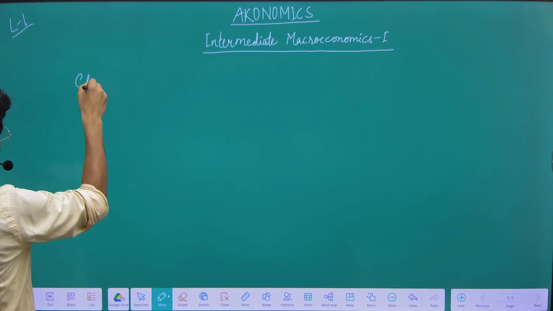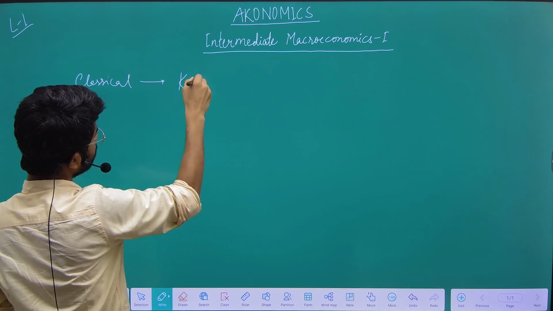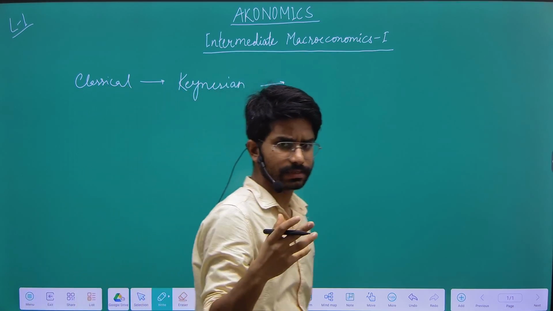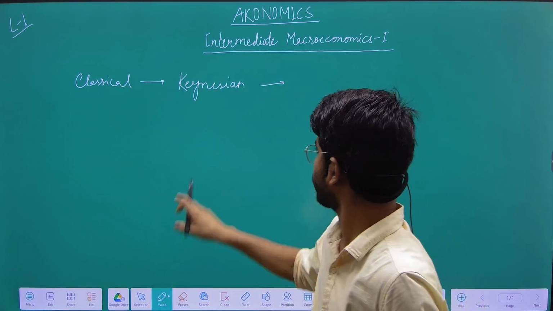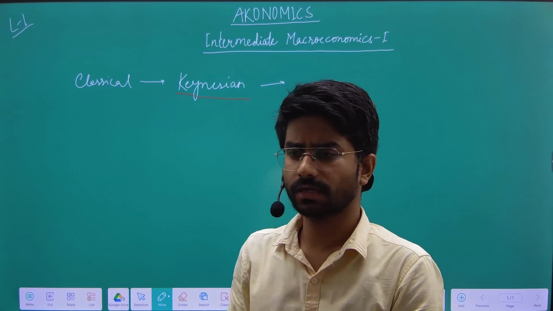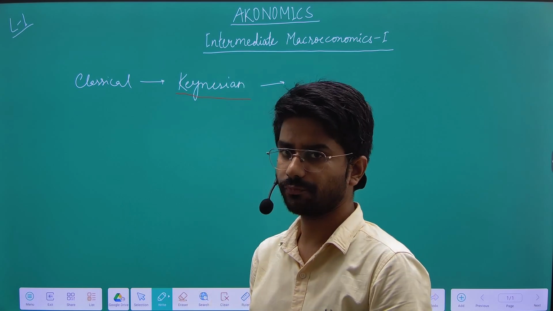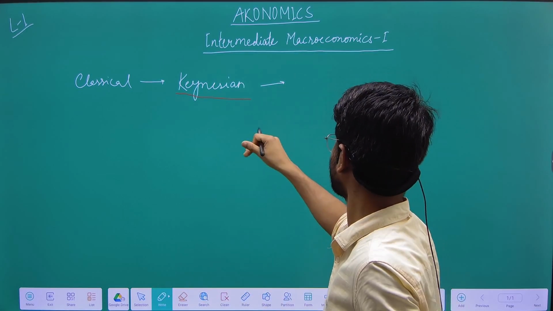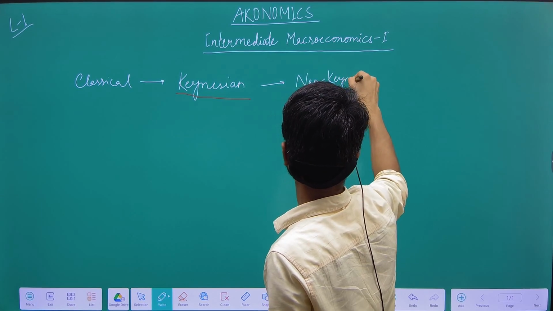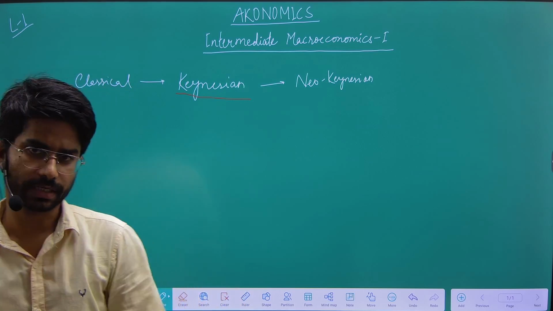So one was classical theory, then you move to Keynesian ideas. Keynesian was purely Keynes. In Keynesian theory, we are talking about the economics that was propounded by John Maynard Keynes, which was termed Keynesian economics. Then you had neo-Keynesians, and these were the things that you have already discussed in your second semester.